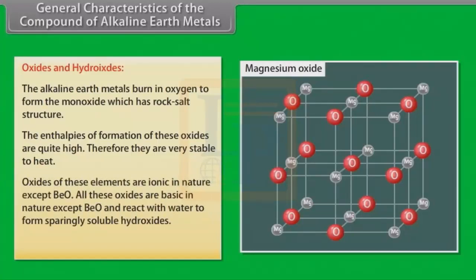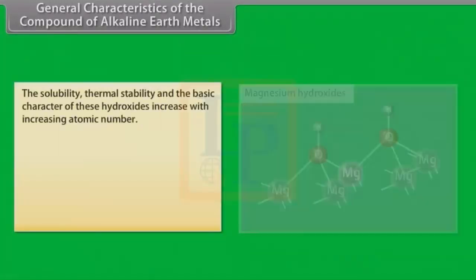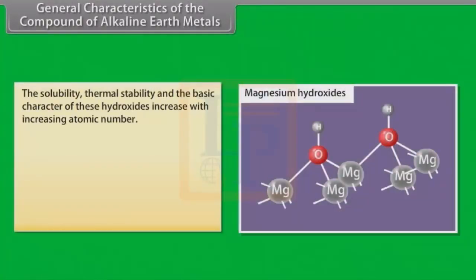Oxides of these elements are ionic in nature except BeO. All these oxides are basic in nature except BeO and react with water to form sparingly soluble hydroxides. The solubility, thermal stability and the basic character of these hydroxides increase with increasing atomic number.